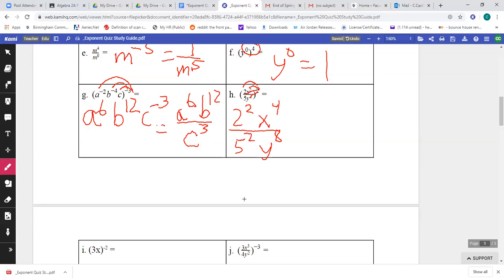Once again, on the homework, a lot of people didn't do the exponent, they just multiplied. So this would be 4x to the 4th, 25y to the 8th. Not 10. It's not multiplication. It's 5 squared.